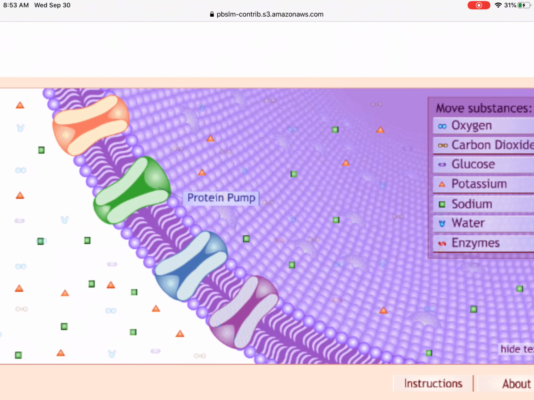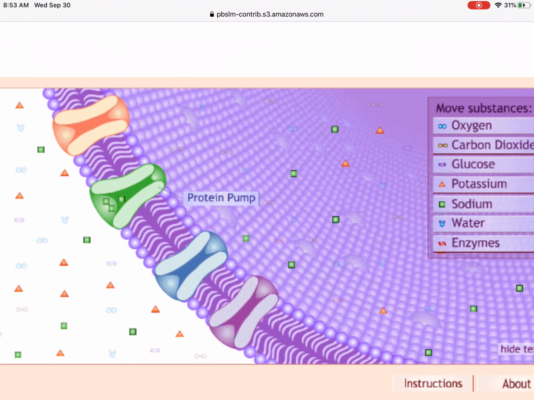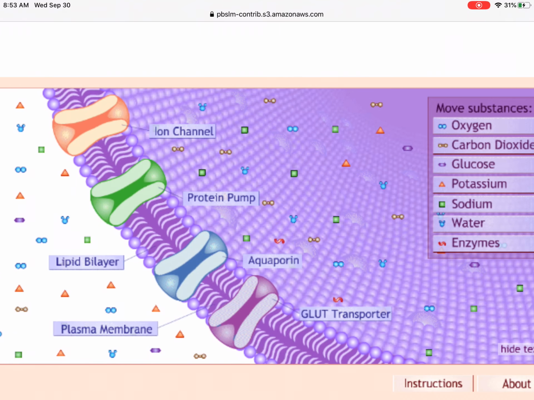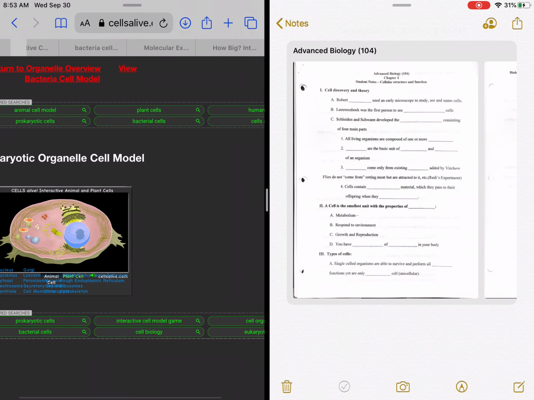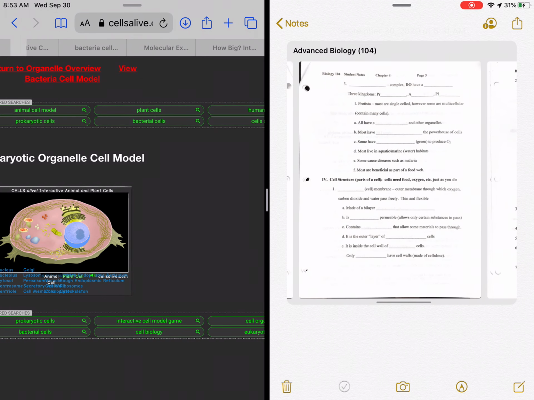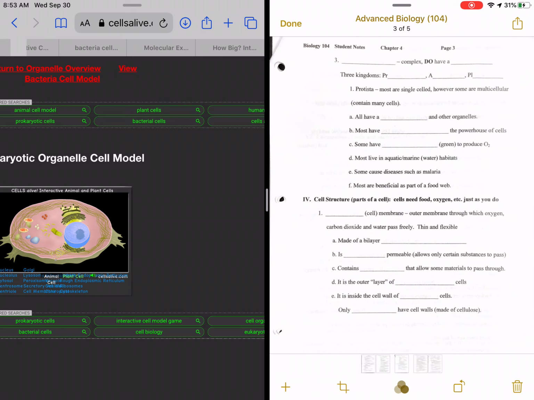The sodium and potassium pump, if you notice, two things are happening there. Sodium goes out, and potassium comes in. That's important when you do your muscles, and they have to allow things to move in and out. So it is the outer layer of animal cells, and it is inside the cell wall. Only plants have cell walls. Animal cells do not have cell walls. So again, your first blank is plasma membrane, second blank is phospholipid, third is selectively, fourth is pores, fifth is animals, sixth is plants, and only plants have cell walls.